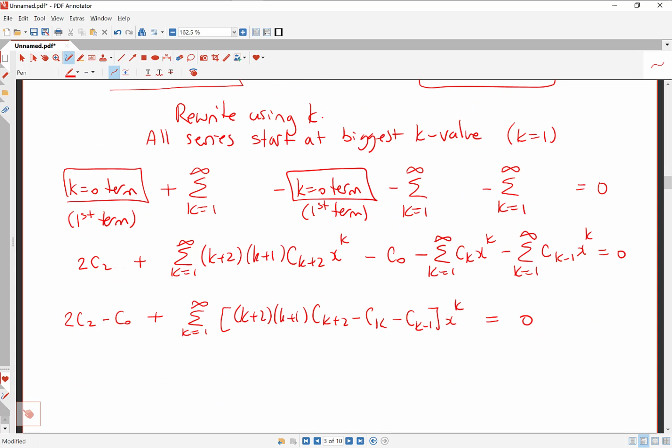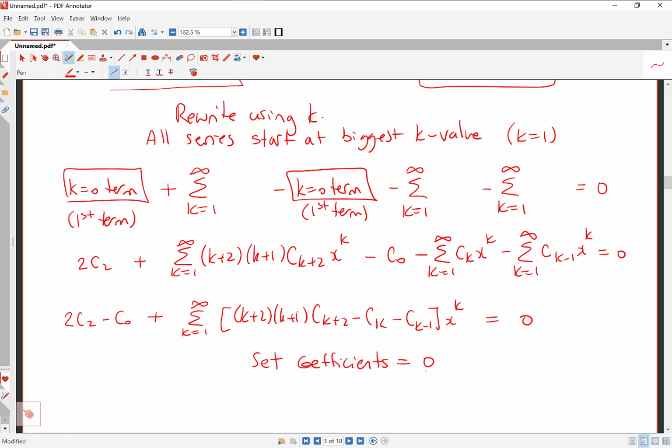So now we're really getting somewhere. The plan from here is that we are going to set all the coefficients equal to 0. The reasoning behind this is that we have this power series on the left side, and that's equal to 0 for all x values. So whenever that setup happens, that means that each and every coefficient in the power series must be equal to 0.